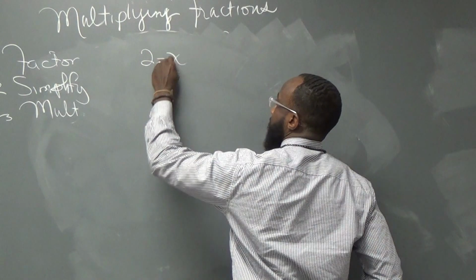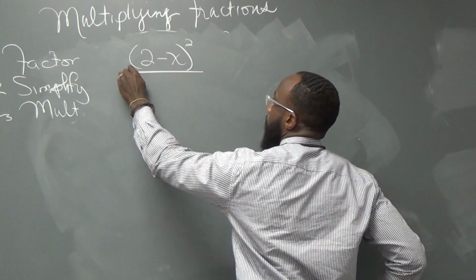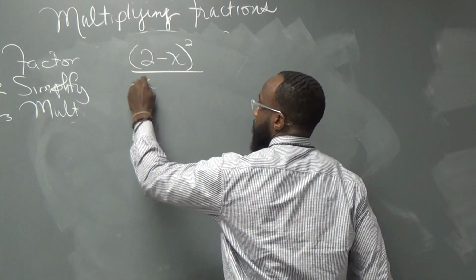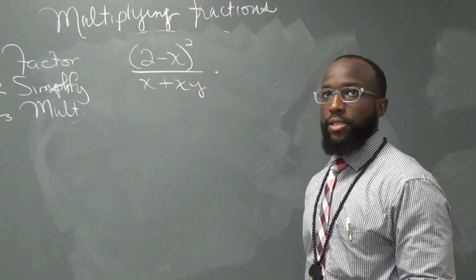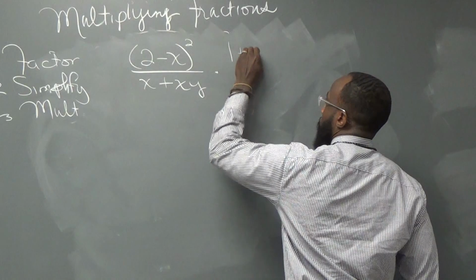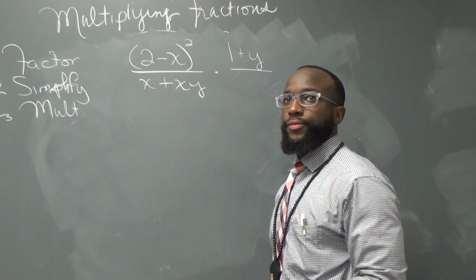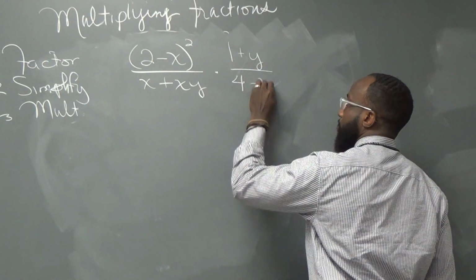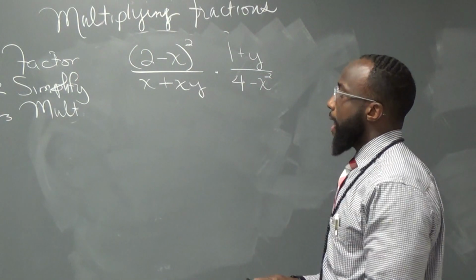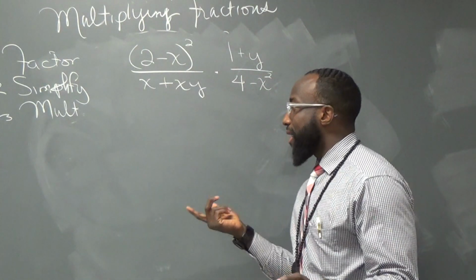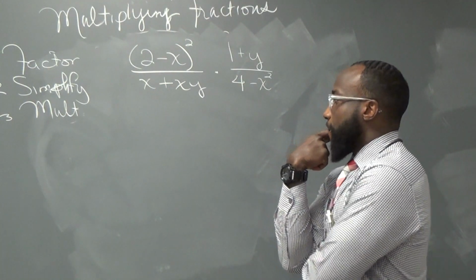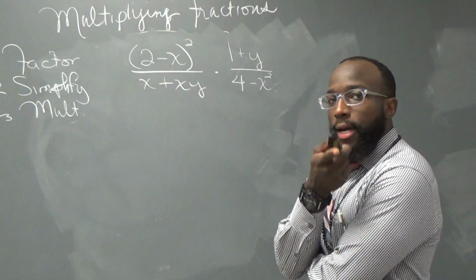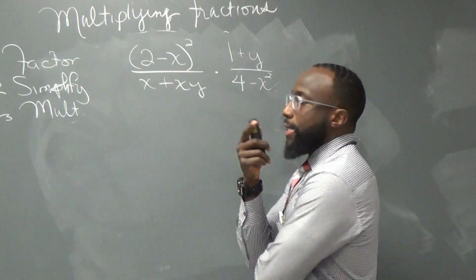2 minus x quantity squared all over x plus xy times 1 plus y over 4 minus x squared. Now let's look. I would do this, but I can't. I'm gonna get my face dirty. First things first, can we factor? Well, we might be able to if we rewrite some things.